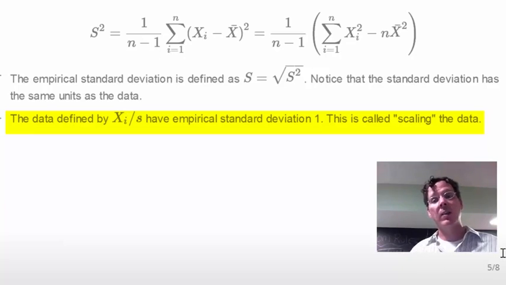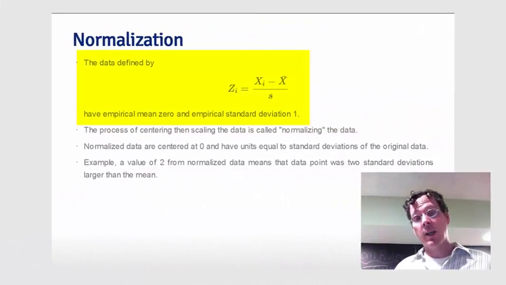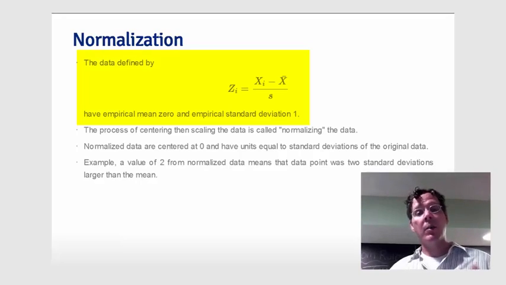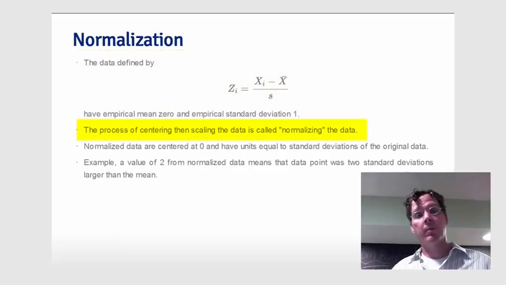This is called scaling the data. If we take our original data now and subtract off x bar, then take the resulting centered data and scale it by s, we get a new data set, let's call them zi, and these have empirical mean 0 and empirical standard deviation 1. This process of centering and then scaling is called normalizing the data.